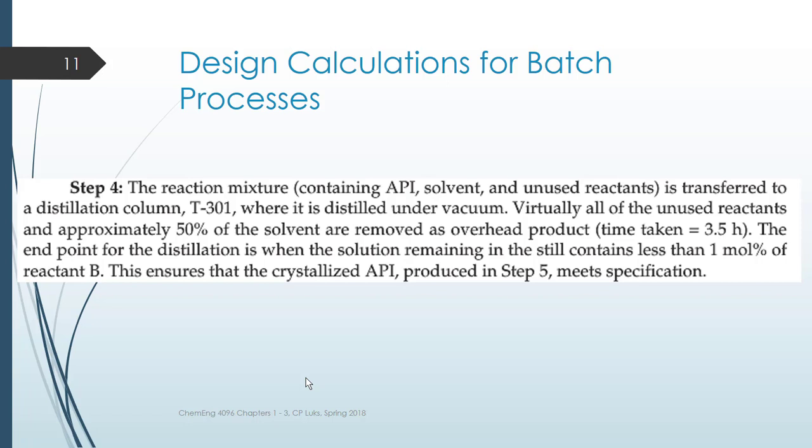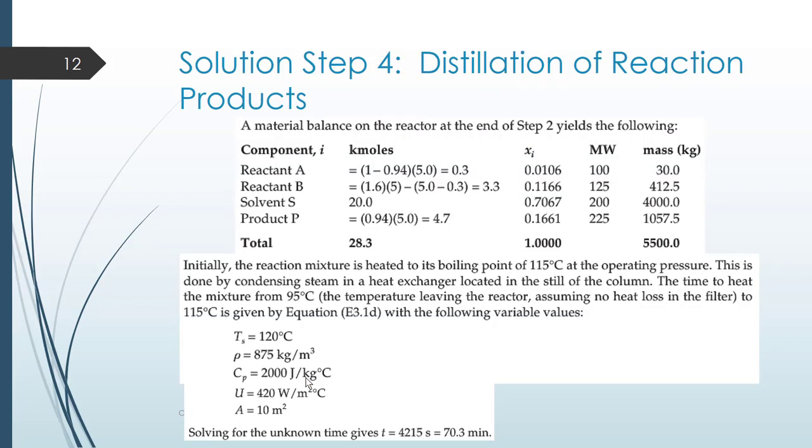And then step 4, we're going to now do the distillation. Now this is batch distillation. We have 4 components. We have reactants A and B, we have the solvent, and we have our final product. They've named them A, B, S, and P for convenience. And the information is summarized here of what comes out of the reactor.